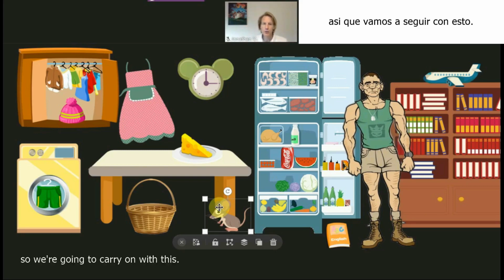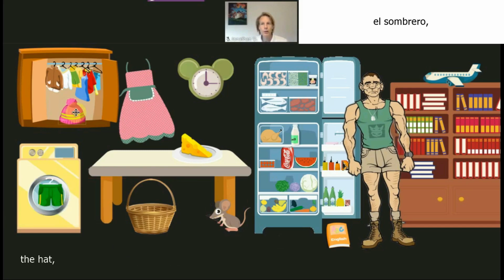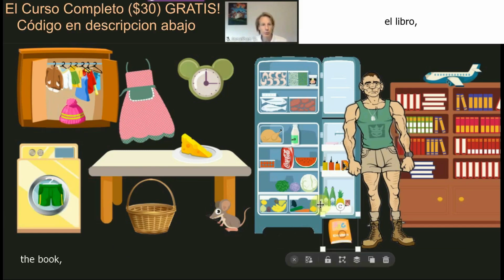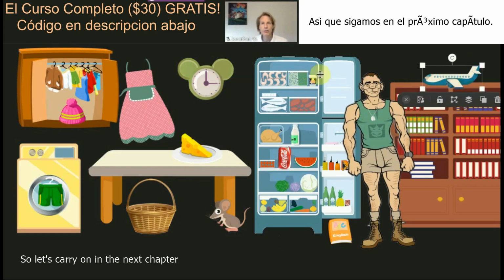So we're going to carry on with this. We are going to talk about the shorts, the hat, the book, the Coke, and the plane. So let's carry on in the next chapter.